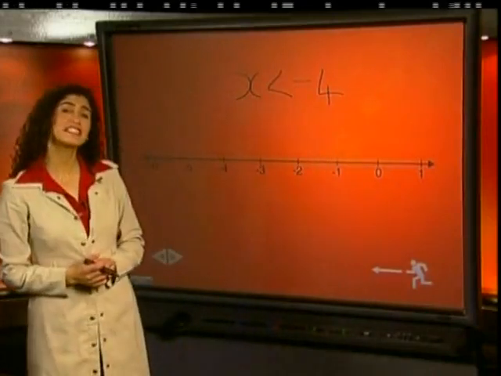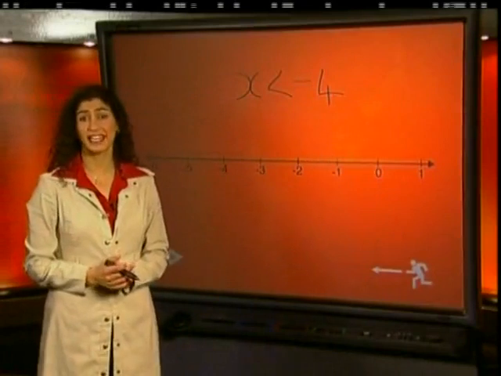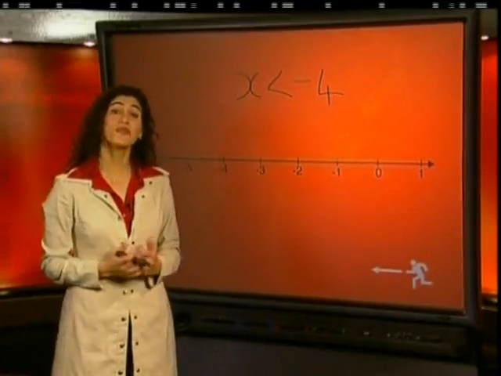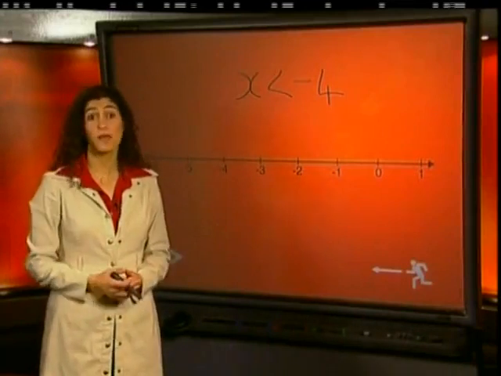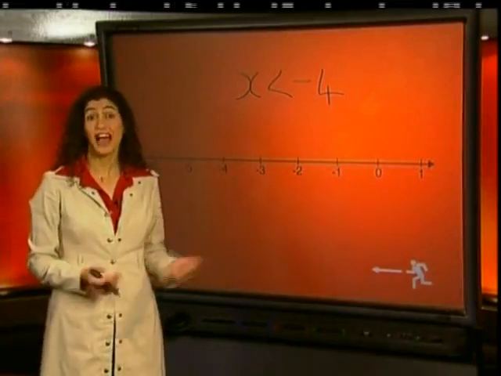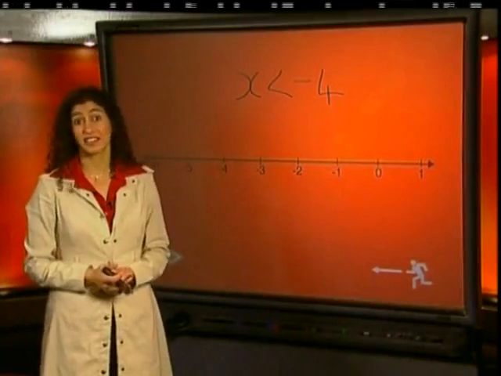What does x less than minus 4 mean? Well, we know that x is a real number. We were told that at the beginning. So x can be any real number that is less than minus 4. It could be minus 4,000,001, or minus 5, or minus 6,000.